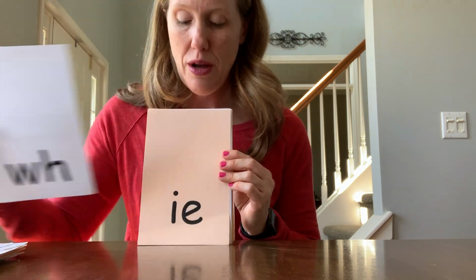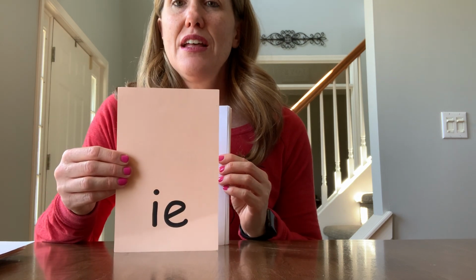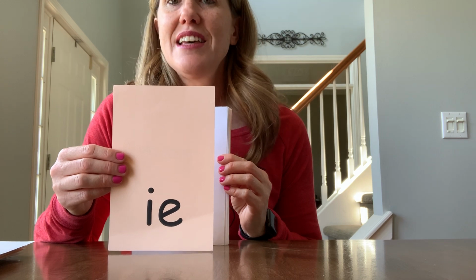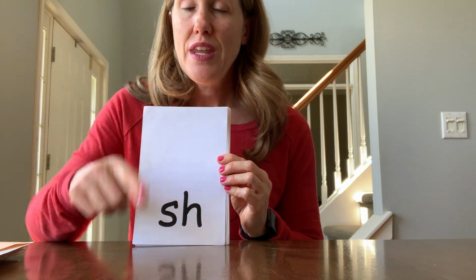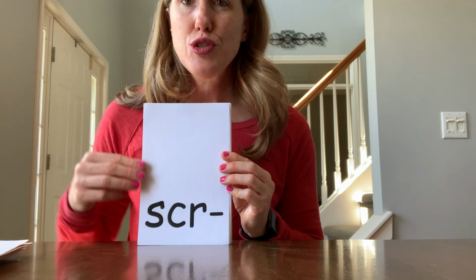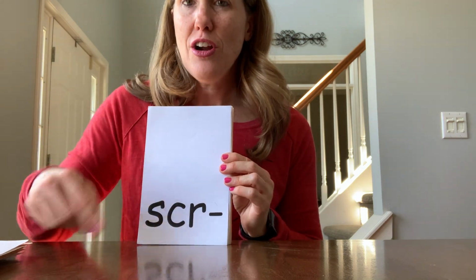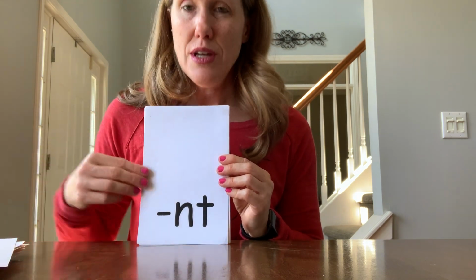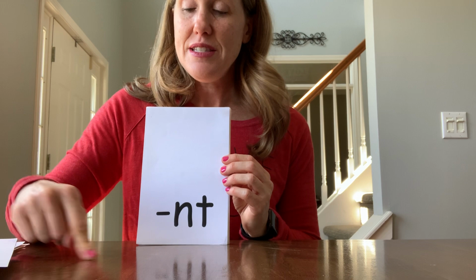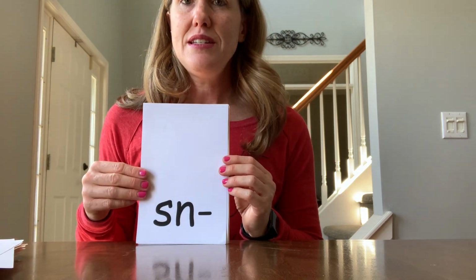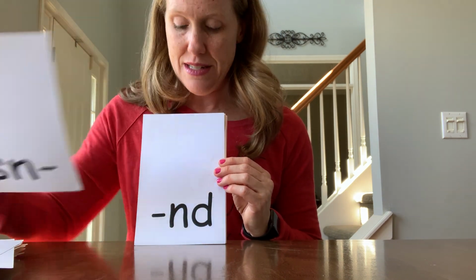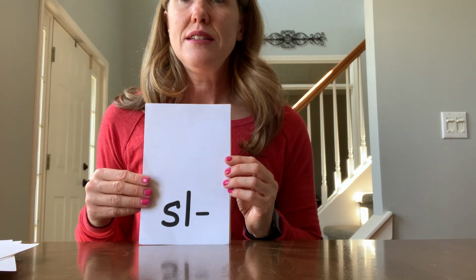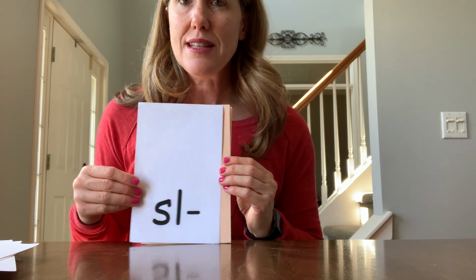IE says I. IE says E. SH says sh. SCR says scr. TR says tr. NT says nt. SN says sn. ND says nd. SL says sl.